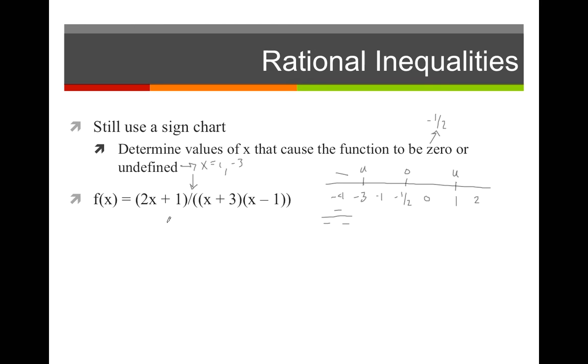If I plug in a negative 1, negative 2 plus 1, that's negative, over positive times negative. So positive times negative is negative, so this is negative over negative, which is positive. If I plug in 0, I get positive over positive times negative. Well, that's negative. And if I plug in a 2, I get positive over positive times positive, which is positive.